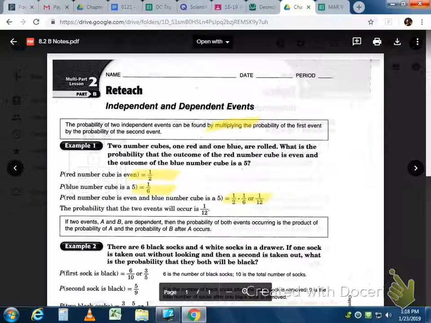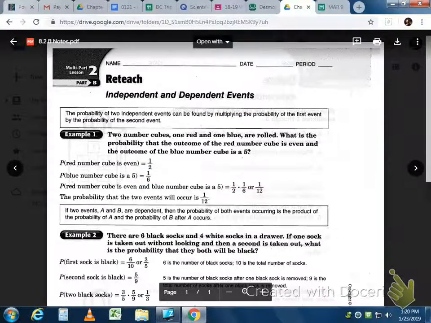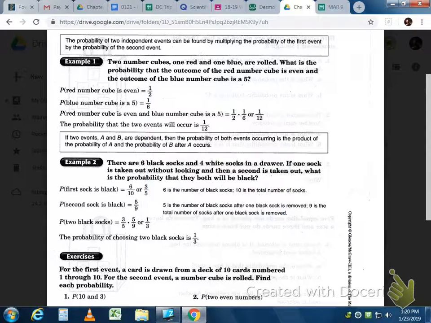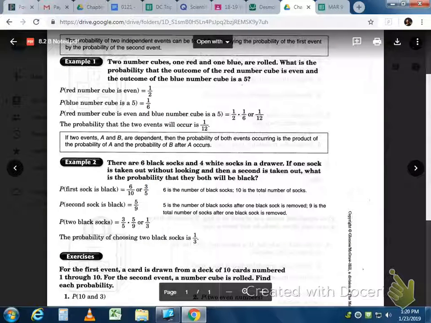Okay, now that is completely different than dependent. One thing does depend upon the other. And hopefully you'll see that in a minute. So, dependent: if two events A and B are dependent, the probability of both events occurring is the product of the probability of the first event, A, times the probability of B after A happens. Okay, so what does that mean?